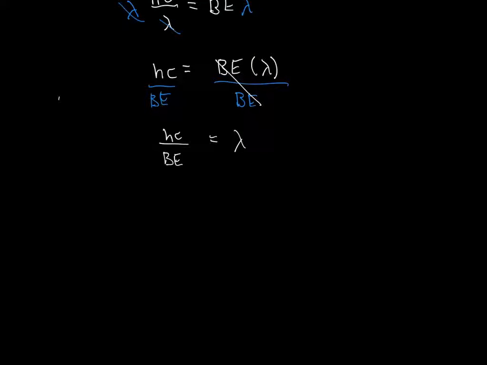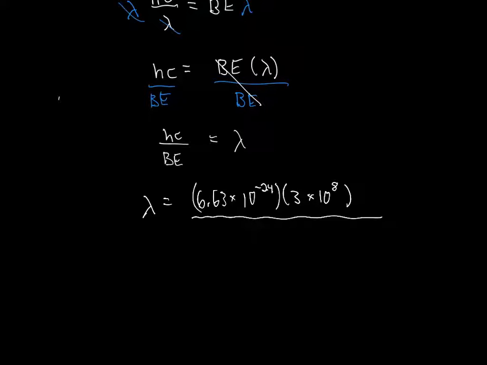So now we can plug and chug some numbers in. H, we know what that is. That's a constant, it'd be given. So lambda equals H, which is 6.63 times 10 to the negative 34. C is the speed of light. What's the speed of light? Do you remember that? 3 times 10 to the 8th. Perfect. Meters per second. And then we're going to divide by the binding energy.